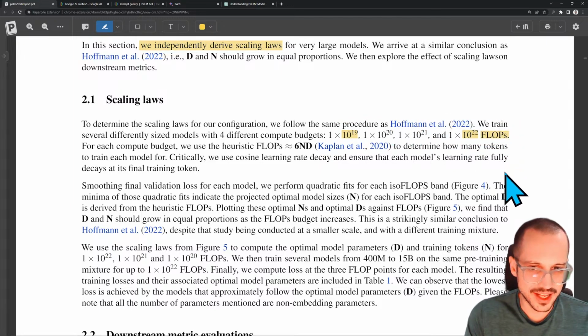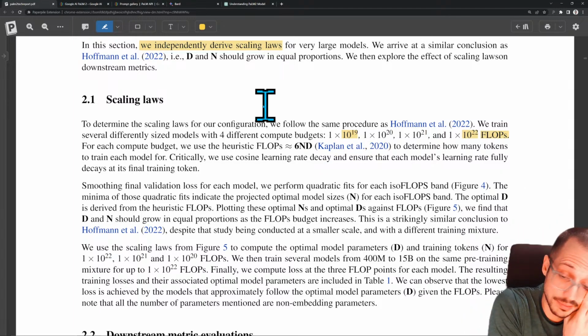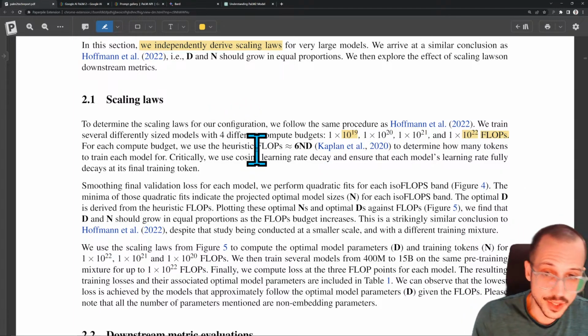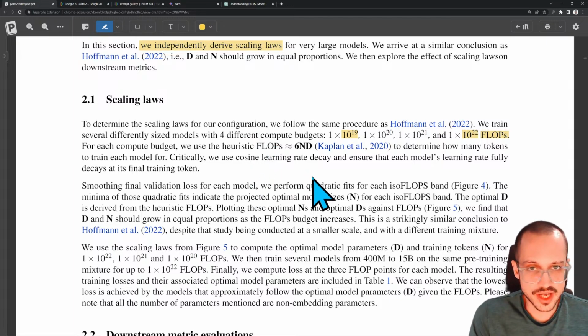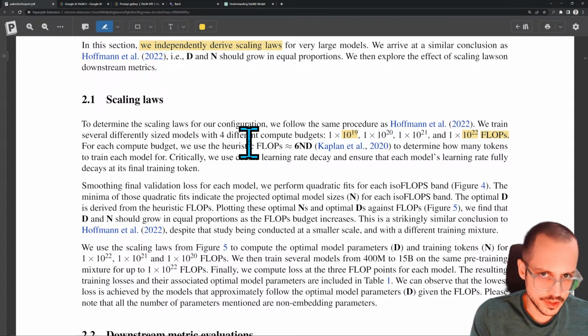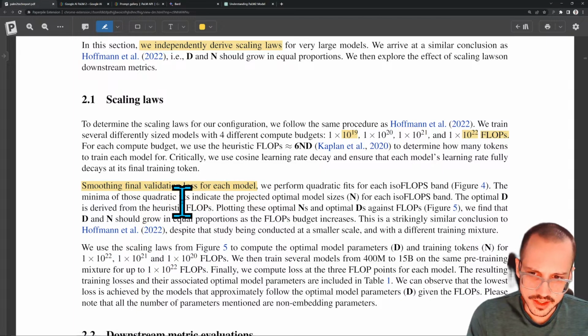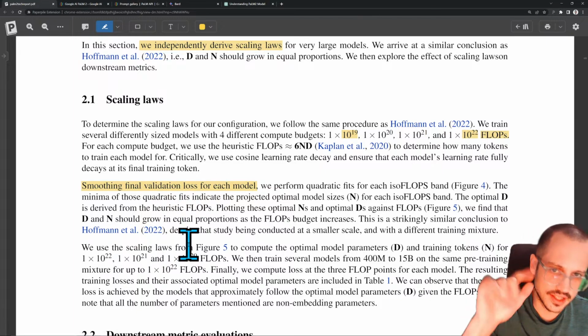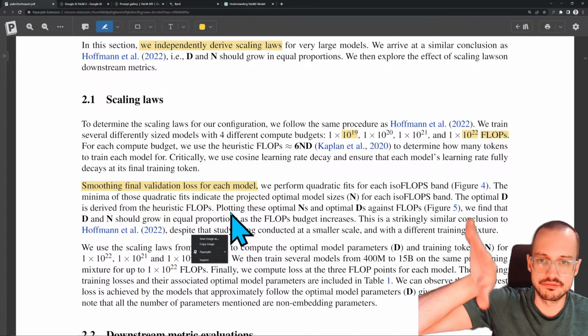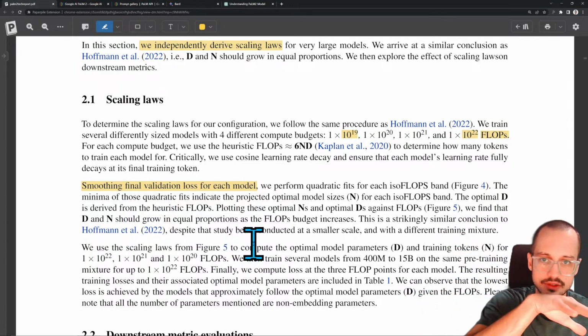So spanning a couple orders of magnitude of flops, which is shorthand for floating point operations per second, basically, which is a measure of compute. Smoothing the final validation loss for each model. What does that mean? So the validation loss is going to be noisy, I guess, and then by smoothing it, they mean forming a kind of more flat line.